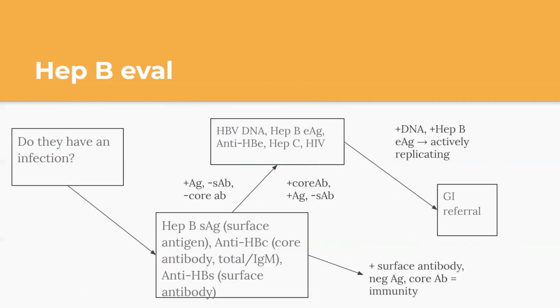But yeah, just a recap, if somebody has positive DNA and the E antigen, those patients are actively replicating, whether they're acute versus chronic. And in any of these situations, if you're hesitating about referring to GI or not, you can definitely consult with your supervisor and they can let you know what they recommend for monitoring going forward.